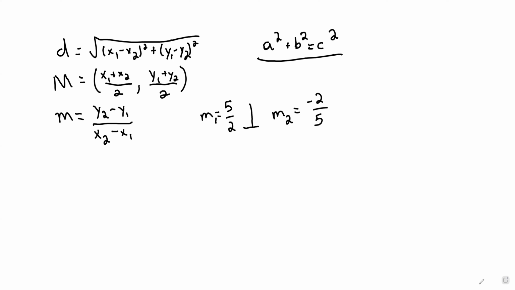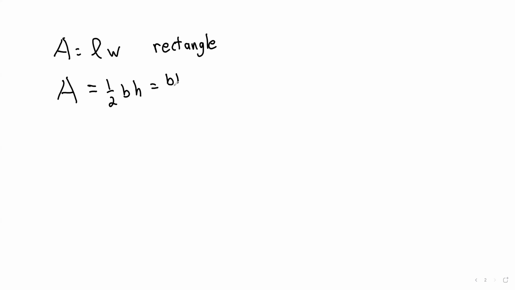I'm going to go through a couple area formulas. So area of a rectangle, length times width. Hopefully everybody knows that. A square, the length and width are the same, so you just plug in the same number for both of them. A triangle, 1/2 base times height. Some of you might know this is base times height divided by 2.